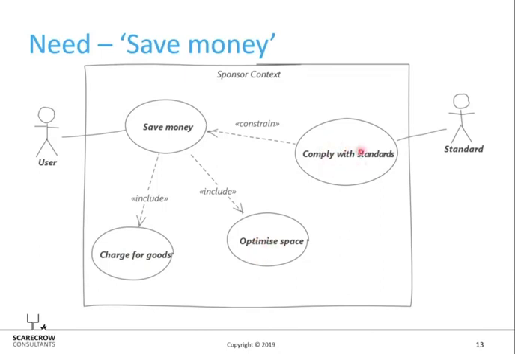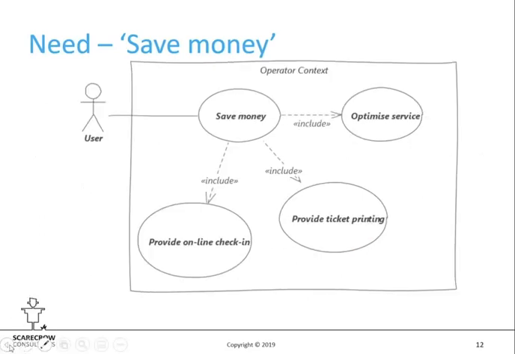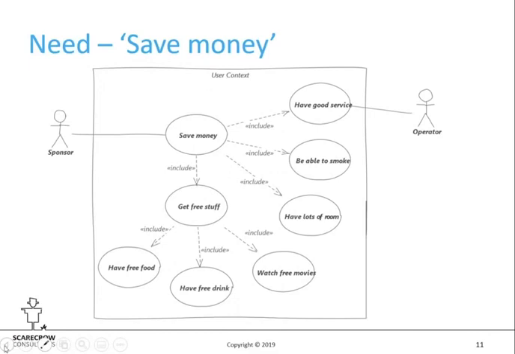I'm constrained in that I can't just stack people up like sheep in the back of a lorry, because I've got to comply with standards. So this is where things like standards will come in. But actually, I want to charge for goods and I want to optimize space. So again, this is a completely different interpretation of the same basic needs statement, which was to save money, compared to the operator and compared to my original need here.